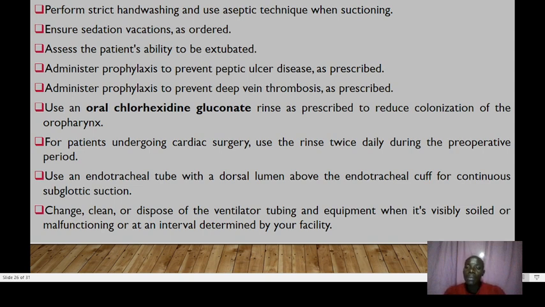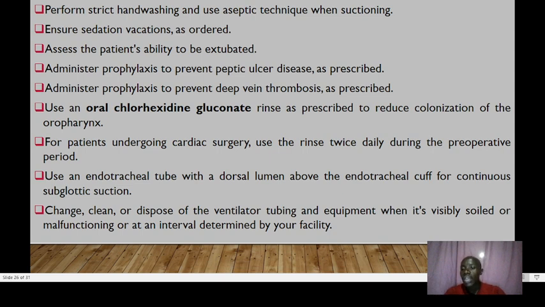You also administer prophylaxis to prevent deep venous thrombosis as prescribed. You can use oral chlorhexidine gluconate to rinse as prescribed to reduce colonization of the oropharynx. So for those patients who are undergoing cardiac surgery, you use the rinse. You rinse them twice daily before the preoperative period.